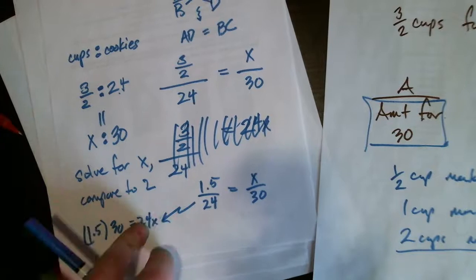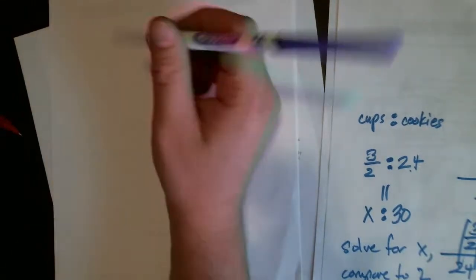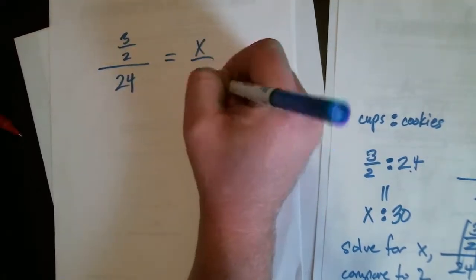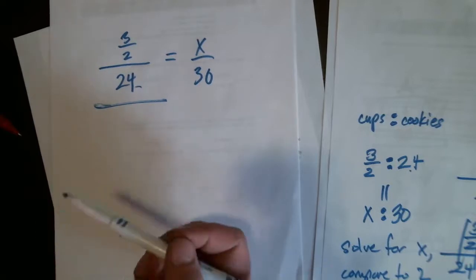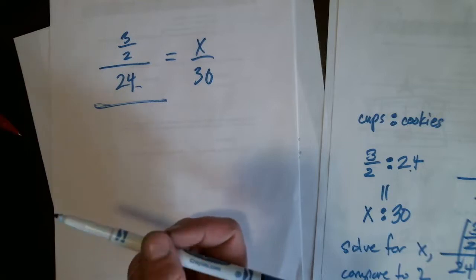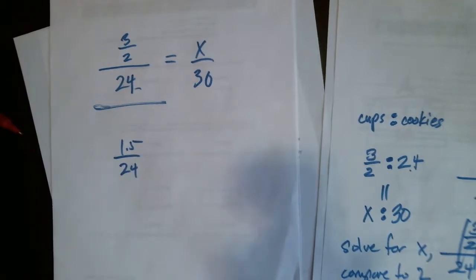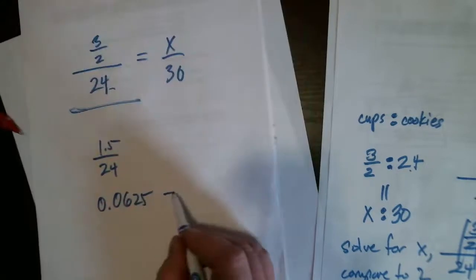But also, cross multiplication is sort of a crutch in that what we really have is 3 halves over 24 equals x over 30. Now, the left side is just a number. Whatever this is, it's a number. And we can put that into a calculator if we had to. So it's like 1.5 over 24. Let's say we actually do put it into the calculator, and it's 0.0625. And that's equal to x over 30.